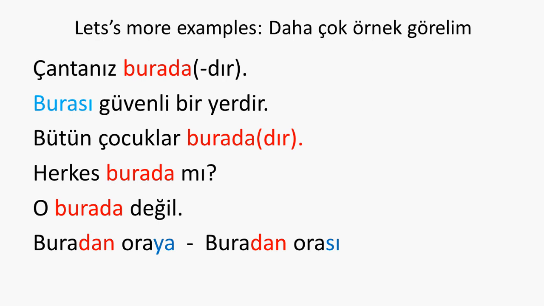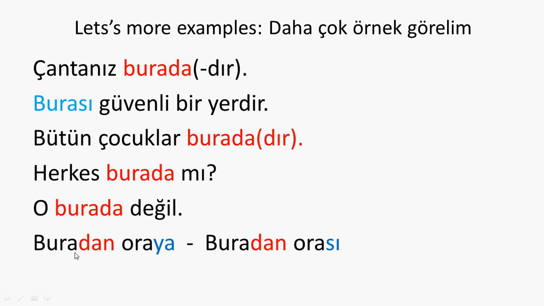Next example, herkes burada mı? This is a question, which is called soru in Turkish. That means, is everybody here? In Turkish we say, herkes burada mı? All right, next example. O burada değil. There are three ways that you can say this in English: he, she, or it is not here. Okay? This is how we say it in Turkish.